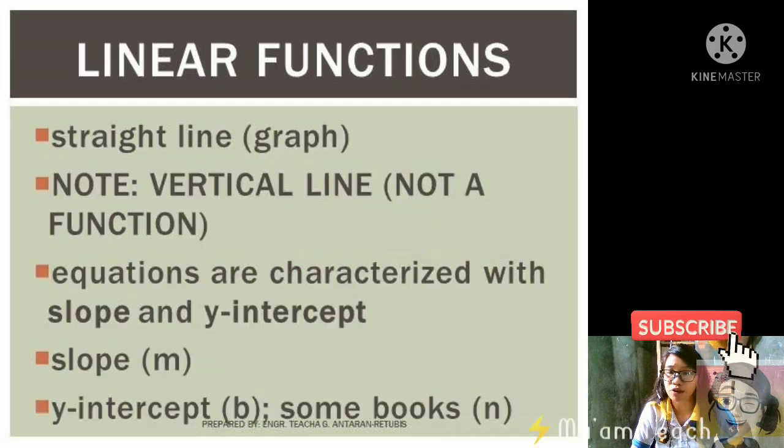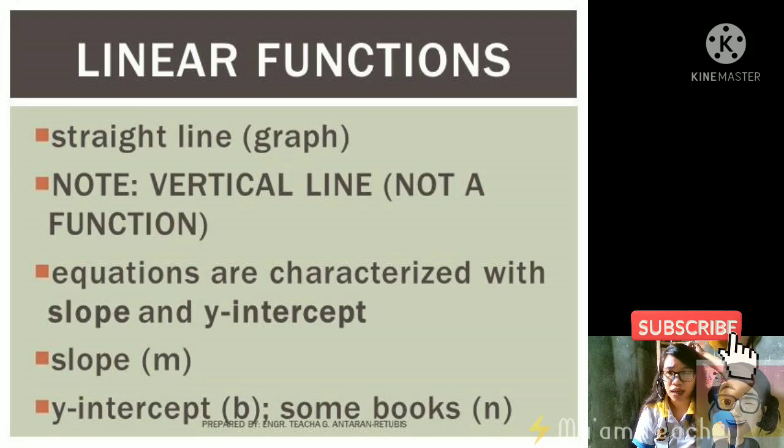Now, a linear function, class, has a graph which is a straight line. When you see a line, that means its equation is a linear function. But take note, class, we have a vertical line, a horizontal line, a slant line, different positions of lines. But take note that a vertical line is not a function. All lines except vertical are functions. Later we will discuss why a vertical line is not a function.